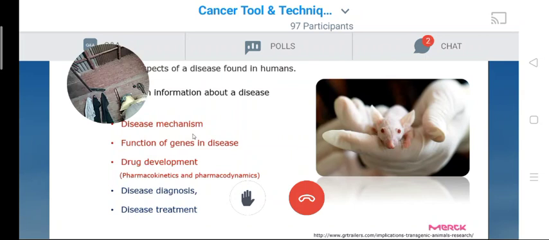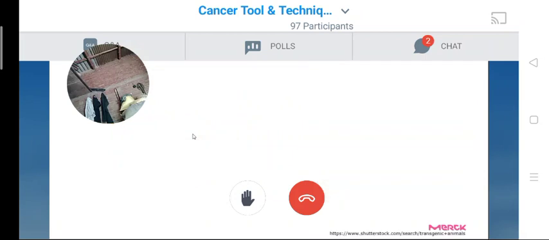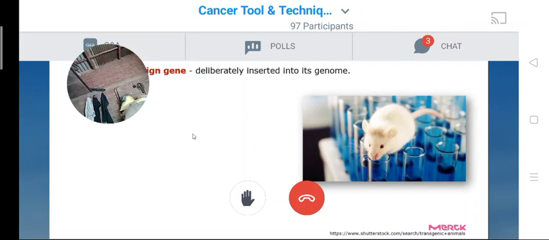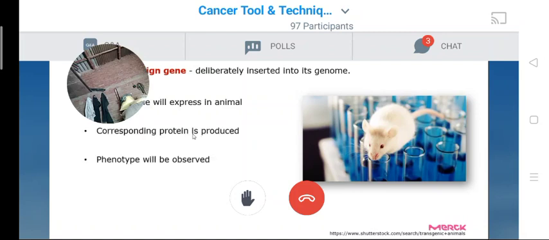Now coming to the transgenic animal model. What is a transgenic animal model? As the name indicates, transgene. Transgene means the gene which is not of the animal. You are expressing a foreign gene in an animal. That is transgene. So transgenic animal models carry a foreign gene which is deliberately inserted into their genome. Right? The foreign gene will express in the animal, the corresponding protein is produced, and the phenotype will be observed.